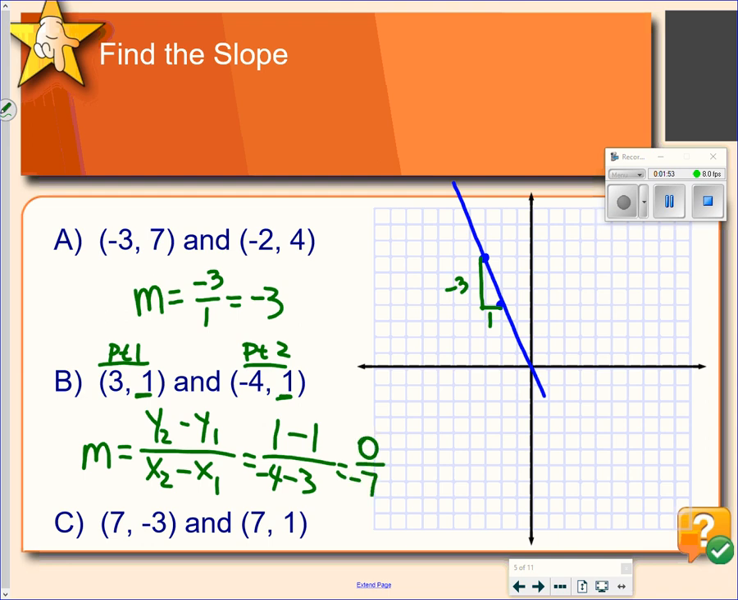So that's just a flat line. It doesn't rise at all. So the slope is 0.